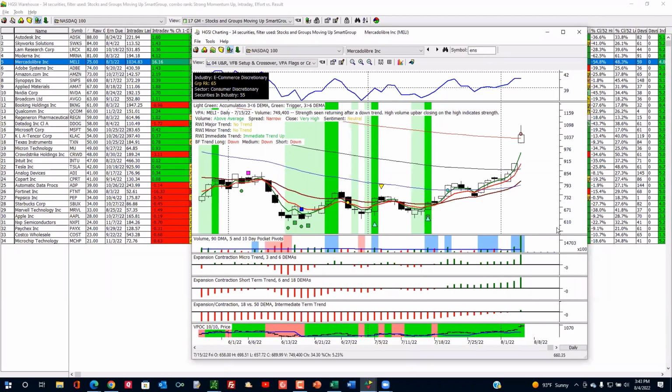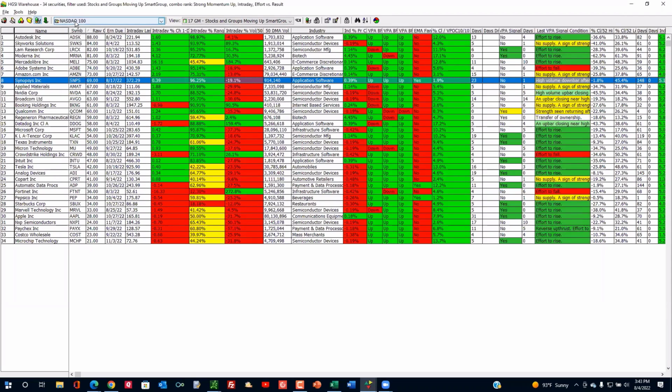Now, I don't think many of us are going to buy a $700 stock. That's an institutional stock. But my point is that you get the crossovers on this chart. Okay, so I wanted to point that out to you.